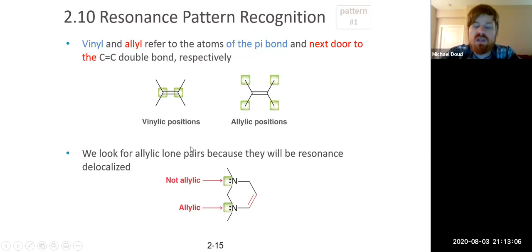The reason that we do that is because we find these allylic lone pairs are delocalized by resonance through a pattern I'm about to show you. Looking here, this nitrogen has a lone pair, but it's not neighboring any pi bonds. This pi bond is 1, 2 positions away. I'm sorry, this is the vinylic position, and this is the allylic position. So this is nothing over here. On the other hand, down here, this is a vinylic carbon, and it's neighboring an allylic nitrogen. So this lone pair is allylic, and it will have resonance, as we're about to see.